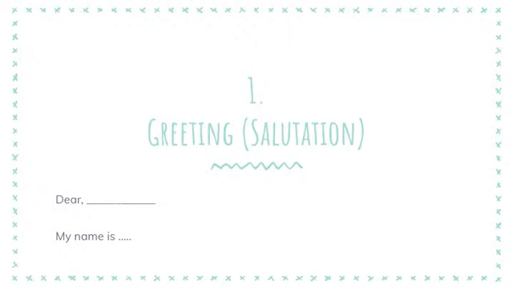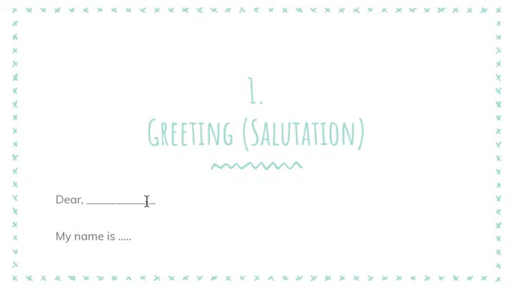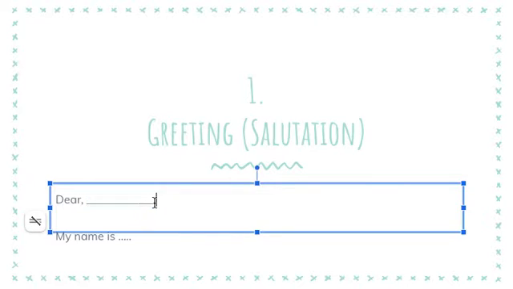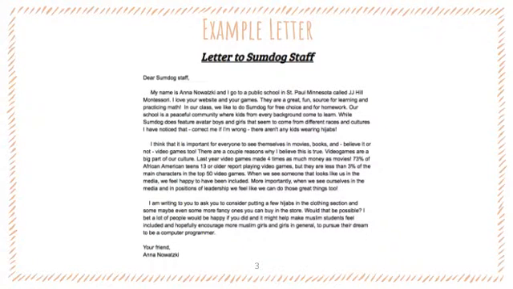When we take a look at our mentor text, our example letter, we see here it says, Dear Some Dog Staff, comma. Then immediately after that, there's a full space, and then the next part of the writing. So, Dear Some Dog Staff, there should be a comma after it, and then a full space here, and then the beginning of the letter. So we see that here in our example letter.